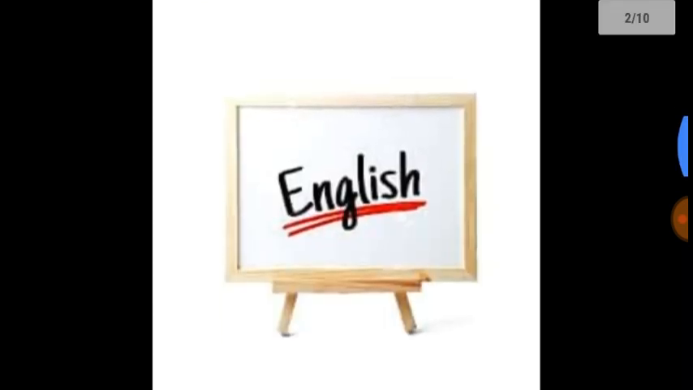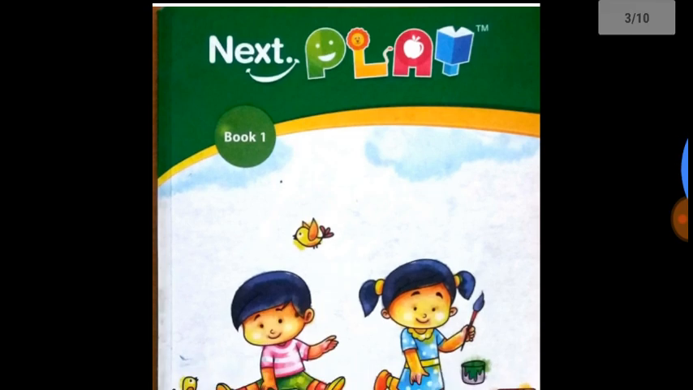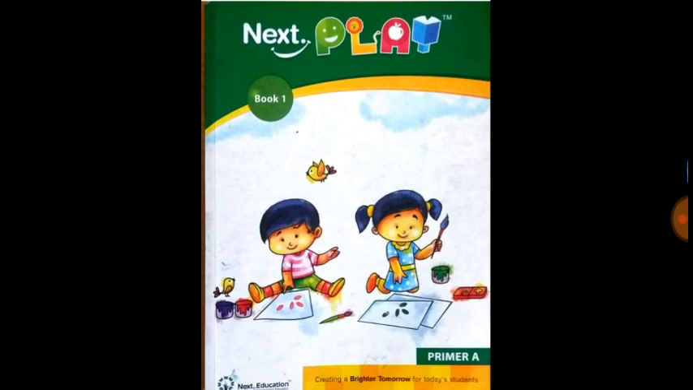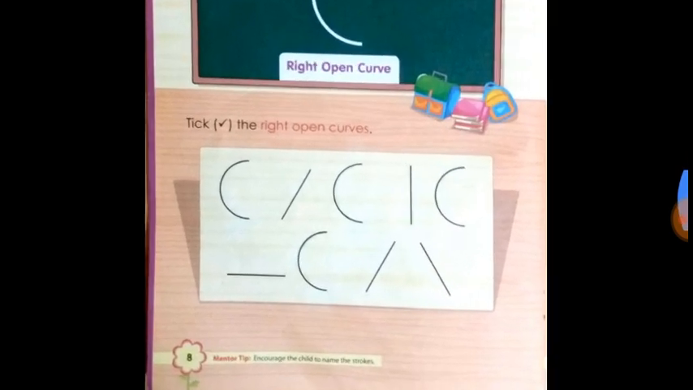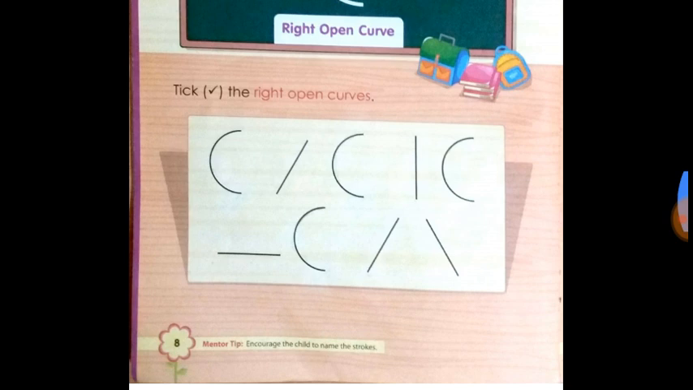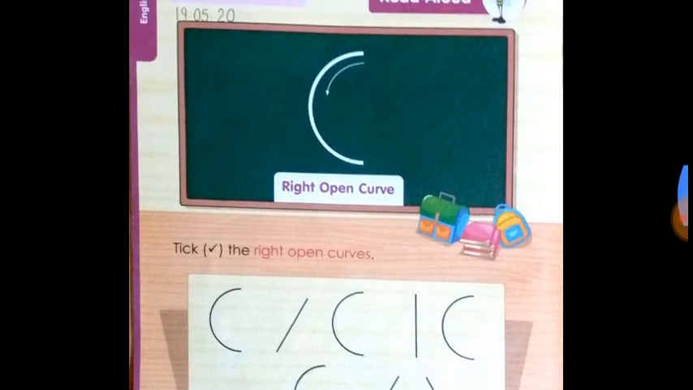So, students, here I am with the English subject, and in this session we will revise right and left open curve. Are you ready to revise with me? Okay, take out your book 1. Yes, this is book 1. In book 1, take out page number 8. As you can see, this is page number 8. So, what you have to do in this?